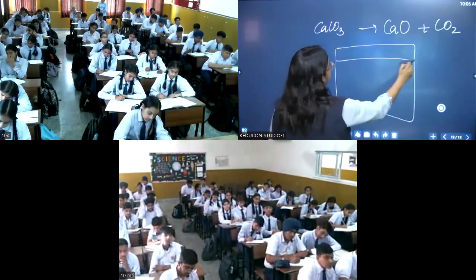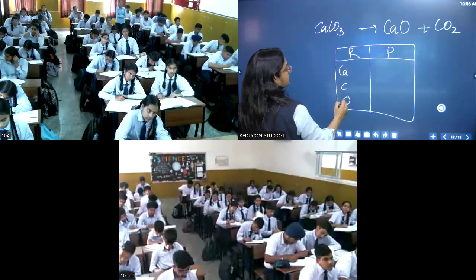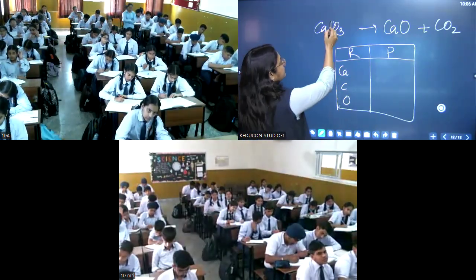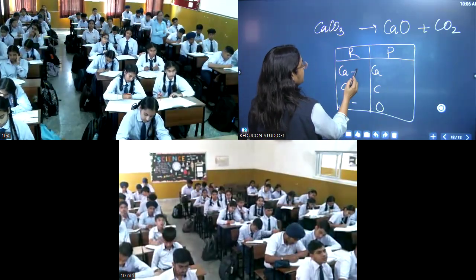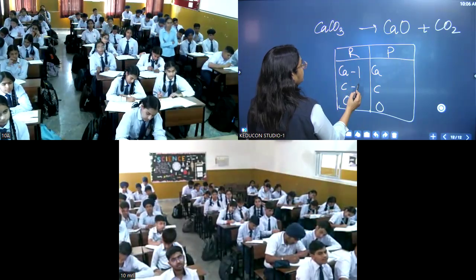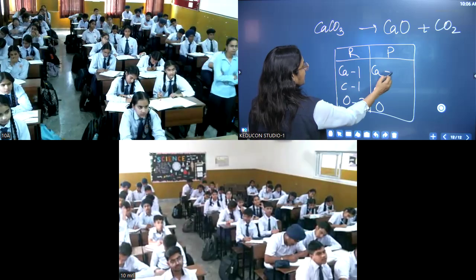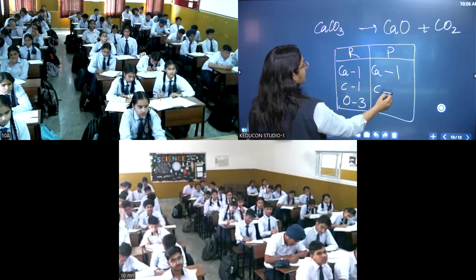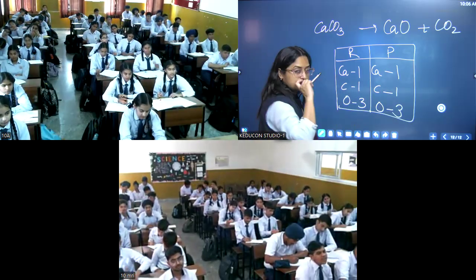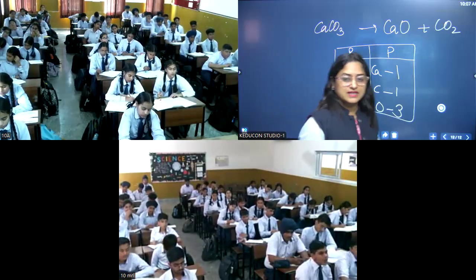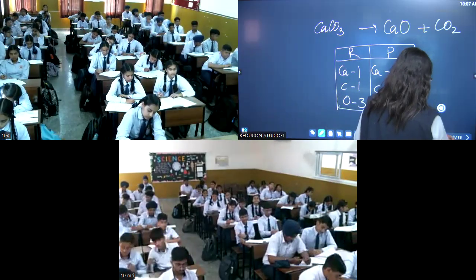And we have calcium, carbon, oxygen. What is the number of calcium atoms? 1. Carbon, 1. Oxygen, 3. On the other side, calcium, 1. Carbon, 1. Oxygen, 3. Do we need to balance this? No. It's already balanced. Right. Okay.